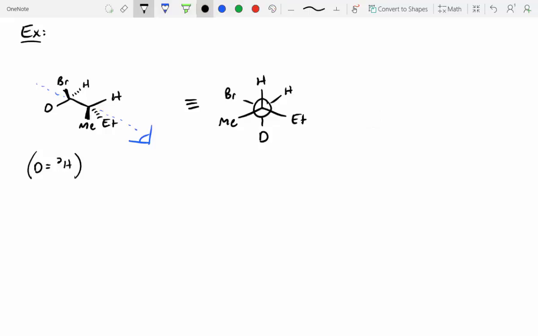All right, what's the problem with our Newman projection right now? The hydrogen's not anticoplanar. Yeah, if we look at this right now, our bromine and our ethyl group are anticoplanar. How can we fix this? Sigma bond rotation. Yeah, sigma bond rotation. So let's do a rotation so that we do end up with a hydrogen that's anticoplanar.